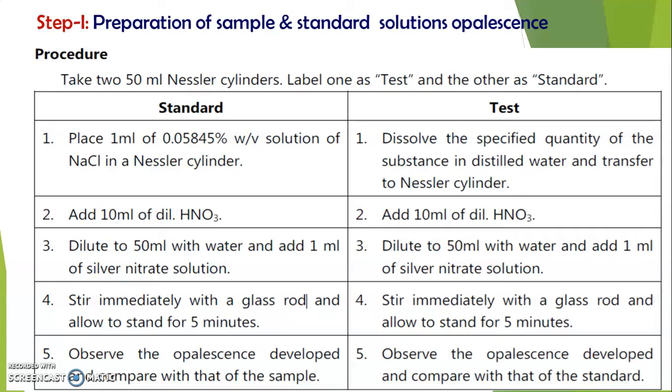In the second step, we will add 10 ml of dilute nitric acid in both the Nessler cylinders. In the third step, we have to make up the volume to 50 ml with distilled water, and then we have to add 1 ml of silver nitrate solution in both the Nessler cylinders. Now we have to stir immediately with the glass rod both the Nessler cylinders and allow to stand for 5 minutes.